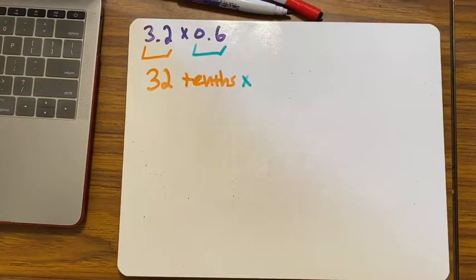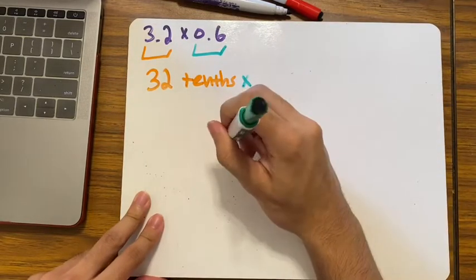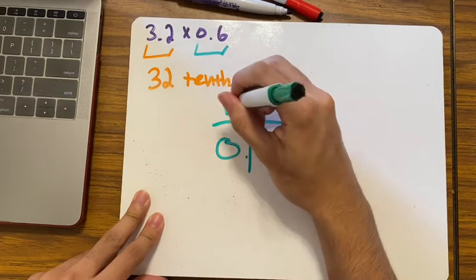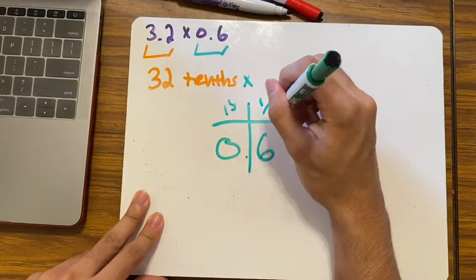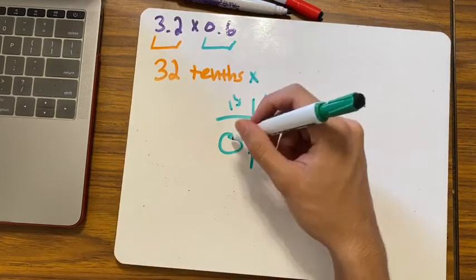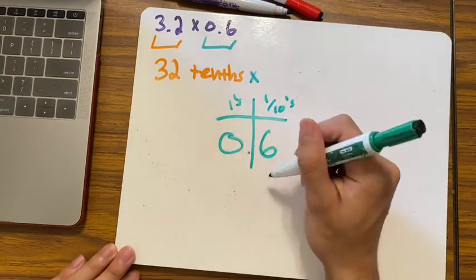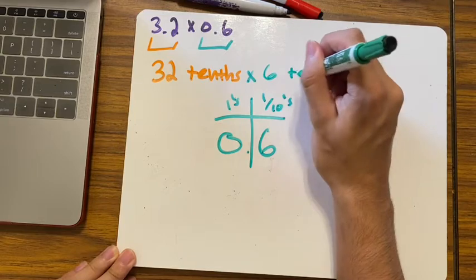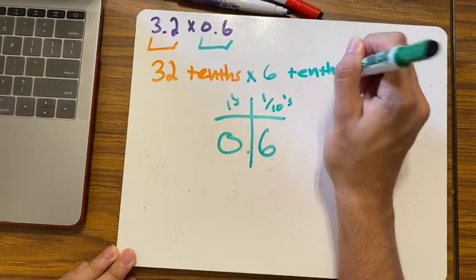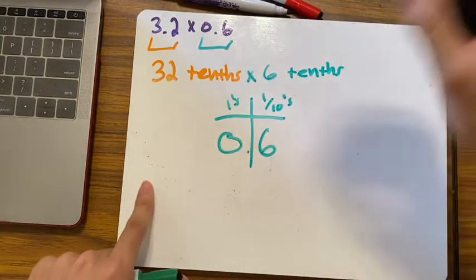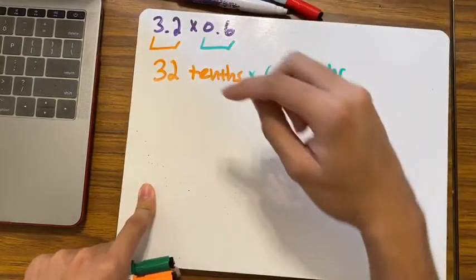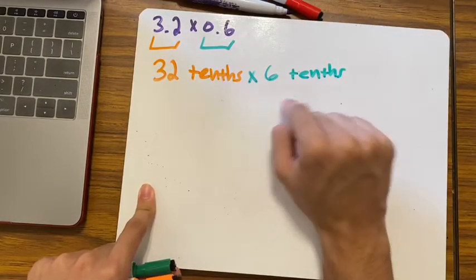And next up, I'm going to multiply that by my 0.6. Well, what is 0.6 in word form? Well, using the same method, I have my ones and I have my tenths. I don't have anything in my ones. I have a 0. I have a 6 in my tenths, so that means I have 6 tenths. Okay? So I have that 32 tenths times 6 tenths.